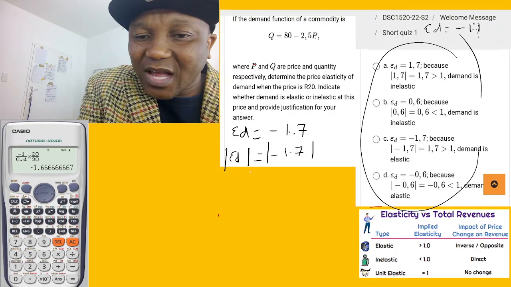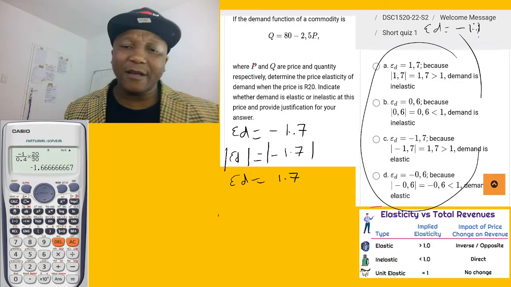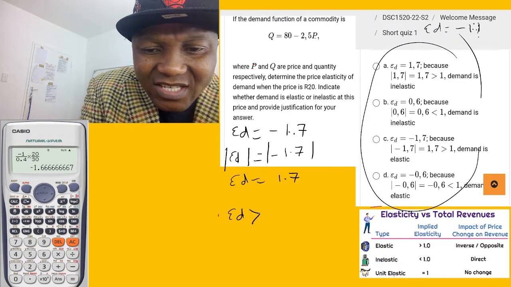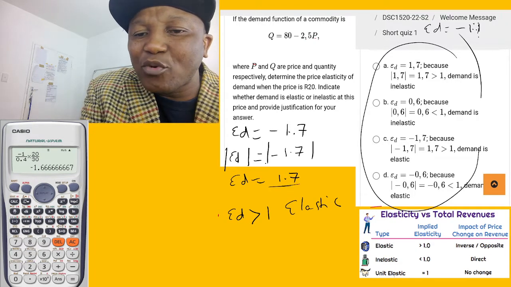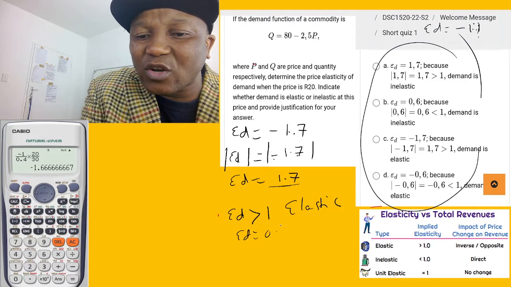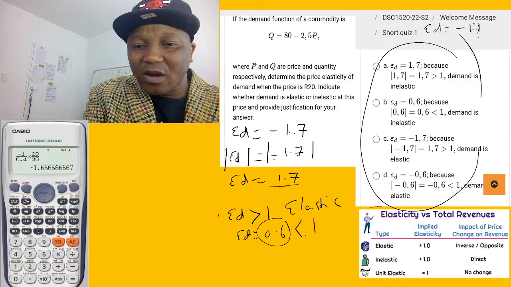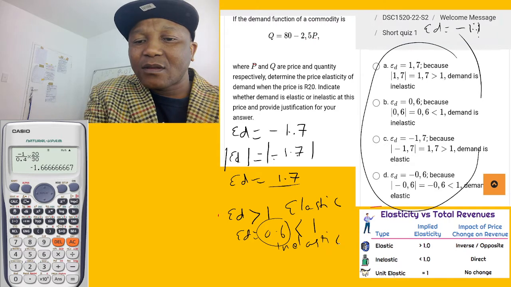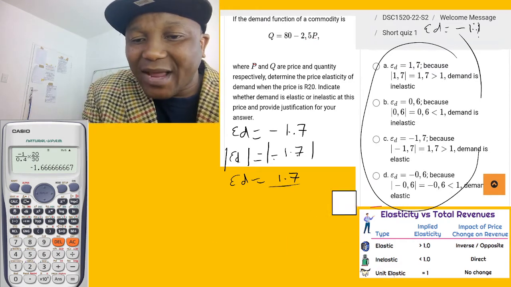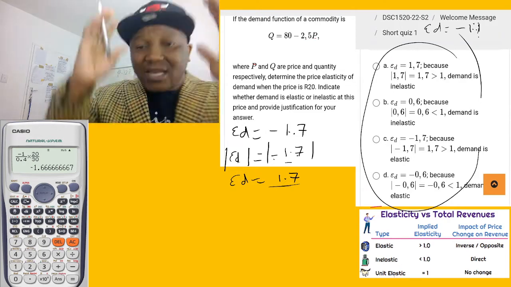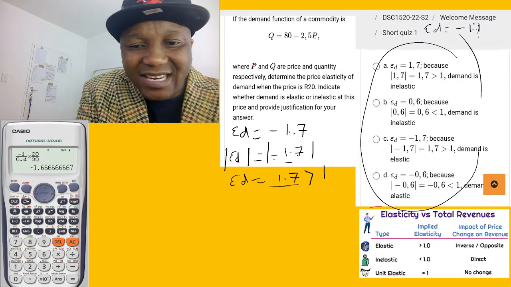So for that case, elasticity of demand is going to be positive 1.7. But we have a little rule here. If elasticity is greater than 1, then we say this is elastic. If our final answer after you put in absolute, let's say elasticity equals 0.6, is less than 1, then you say this is inelastic. But in our case, after we plug it into the absolute, we found elasticity of demand is 1.7. 1.7 is greater than 1, so the demand is elastic.